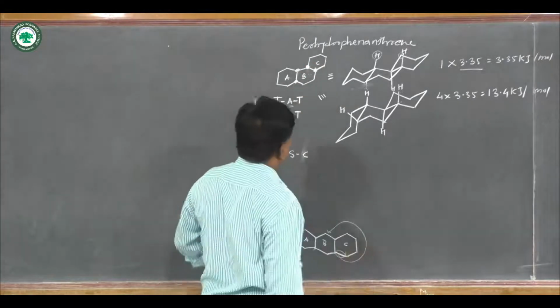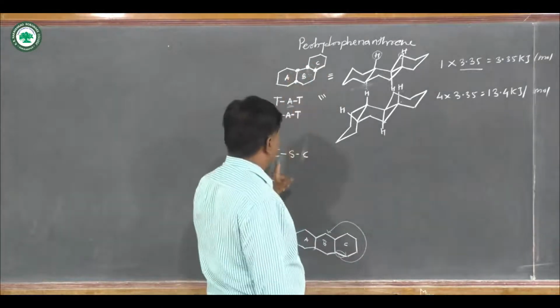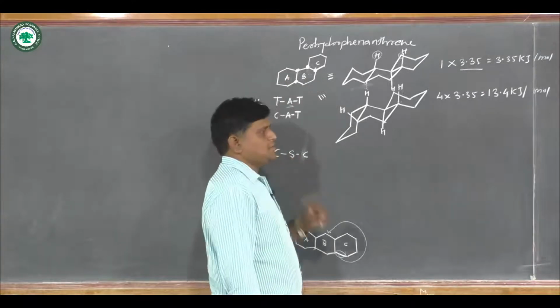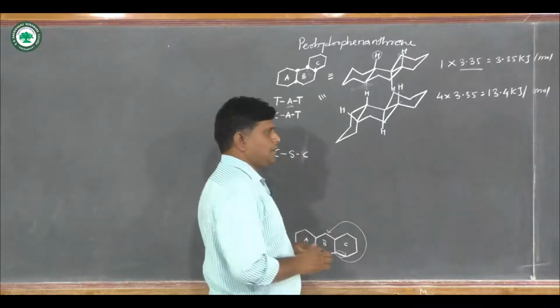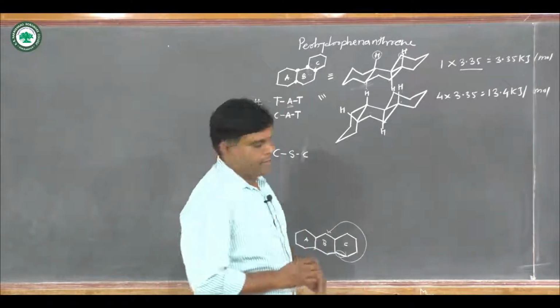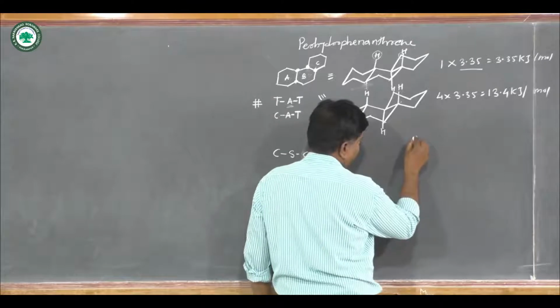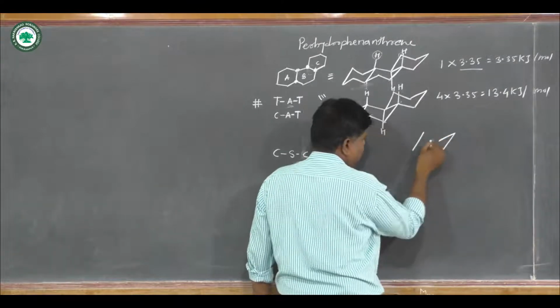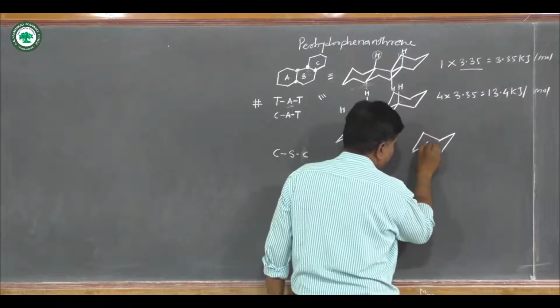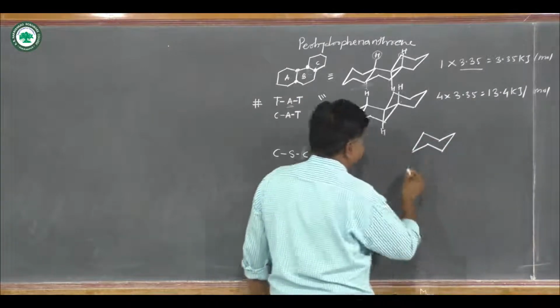Okay, so you remember this one. This structure is for cis, syn, cis. Now we try to convert that structure into the chair conformation. So here we write the structure of the B ring. First we draw the chair of the B ring. So this is the B ring.